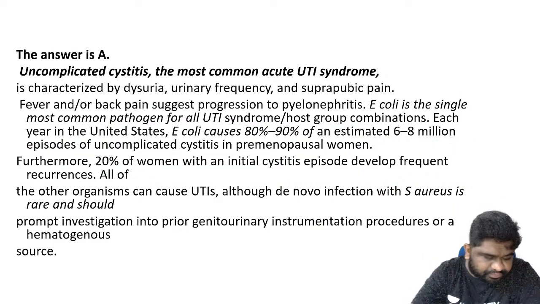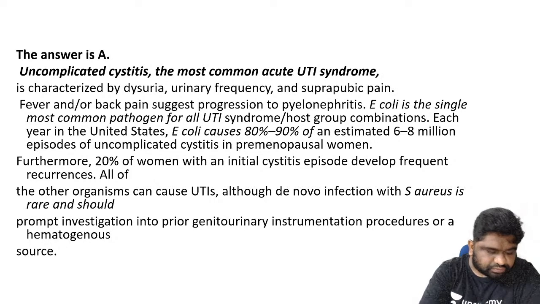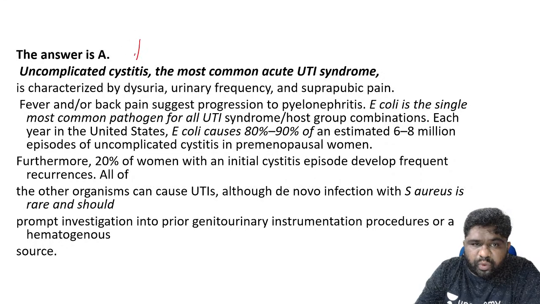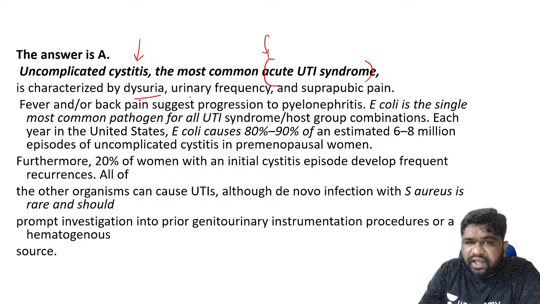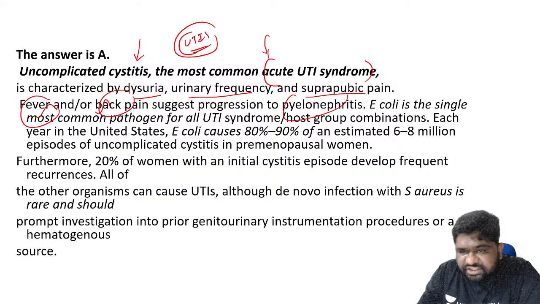Look at the theory part here. So this is the explanation. What you saw was a case of uncomplicated cystitis, the most common acute UTI syndrome. What are the features you see in case of acute UTI syndrome? Dysuria, increased urinary frequency, suprapubic pain. Fever or back pain will not generally be a property of lower UTI. Only when there is pyelonephritis can you have fever and back pain. That is suggestive of this.